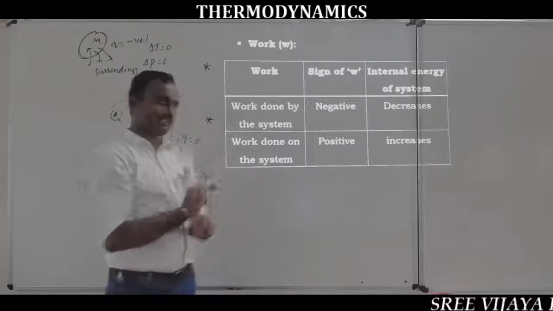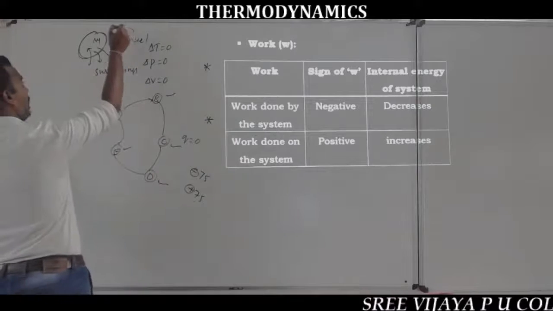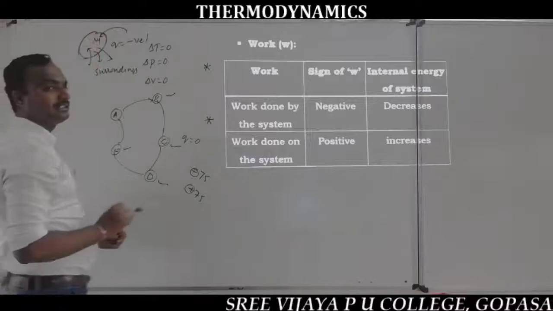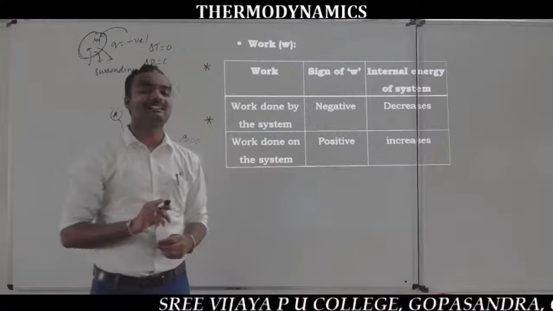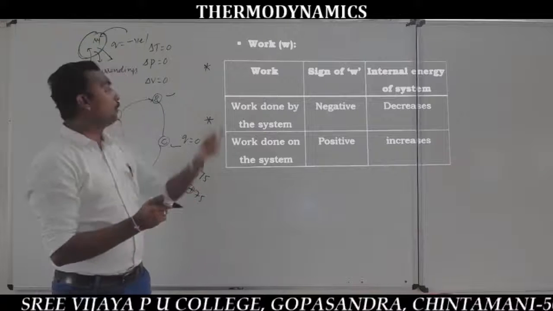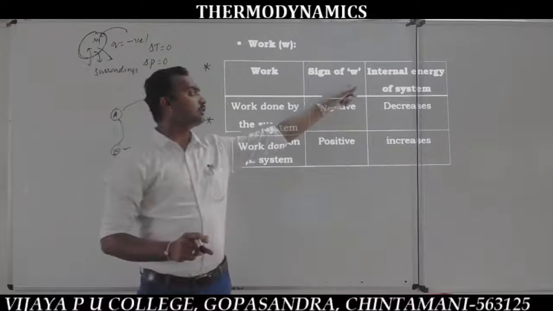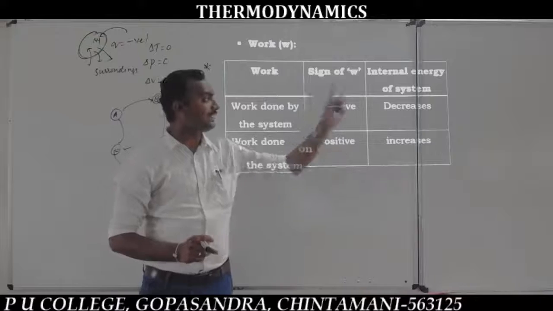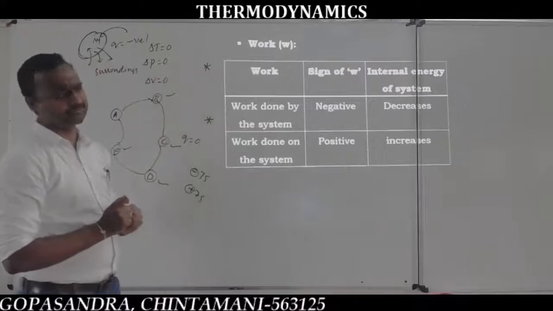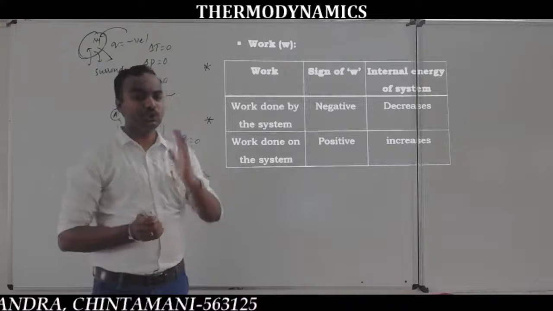If you take the reverse case, work done on the system by the surroundings, then the exchange of energy is happening in the form of work. So when work is done on the system, W is taken as positive and the internal energy of the system increases. So there is a very, very important sign convention, that is for Q and W.